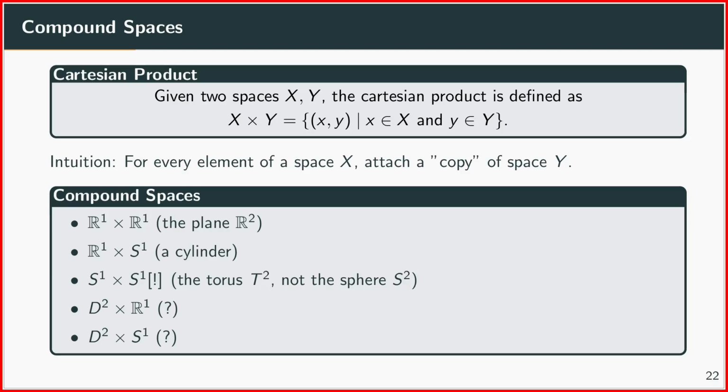Anyone an idea? Yes? You get a kind of filled cylinder? Yeah, that's correct. And how about you do the same, but this time with a circle? You get a donut? Yeah, so basically a filled torus. Yeah, that's correct.